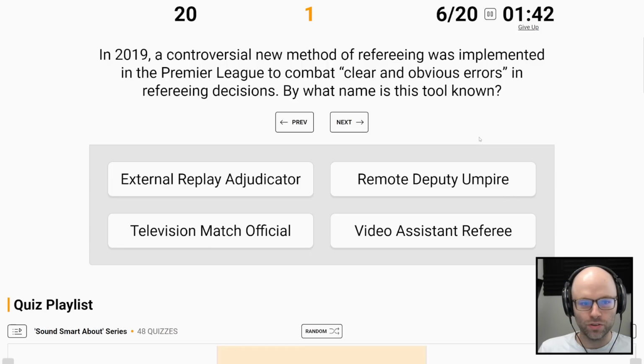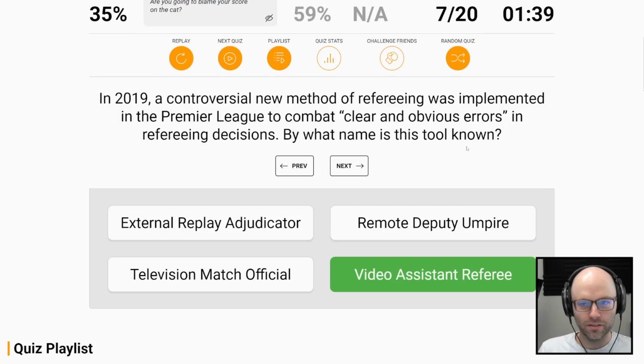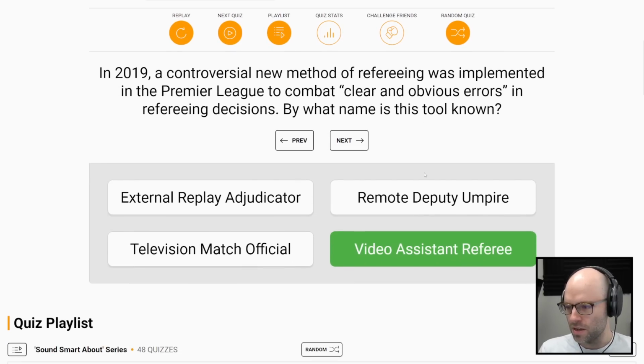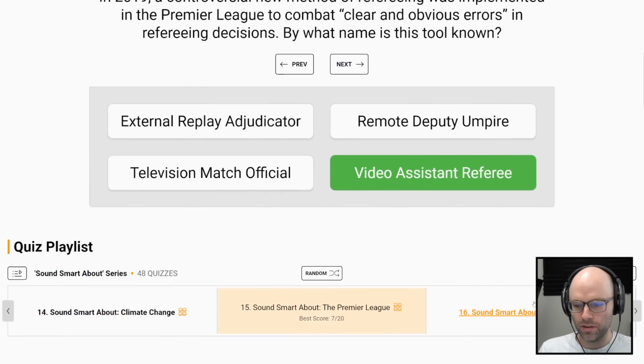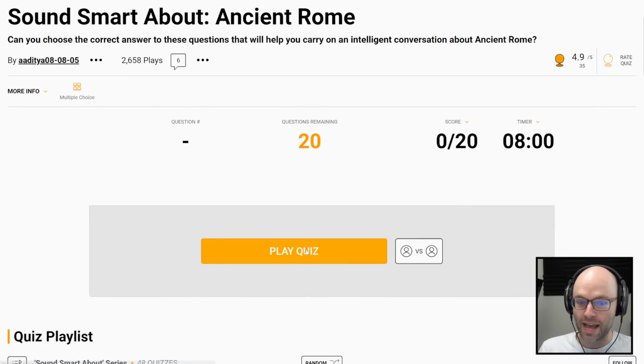Controversial new method of refereeing, VAR. Okay, we got 7 out of 20. I don't sound that smart about the Premier League. Ancient Rome, though? I think so.